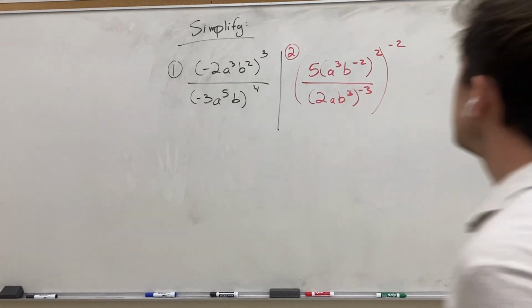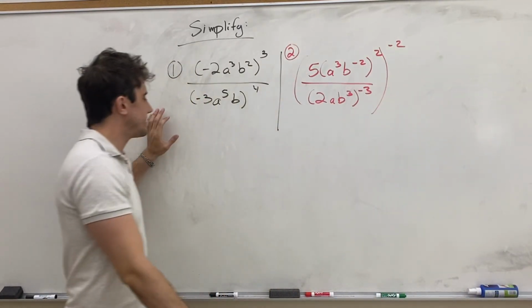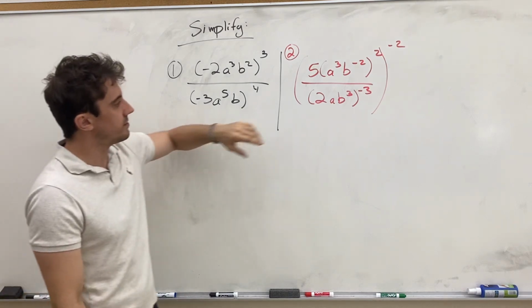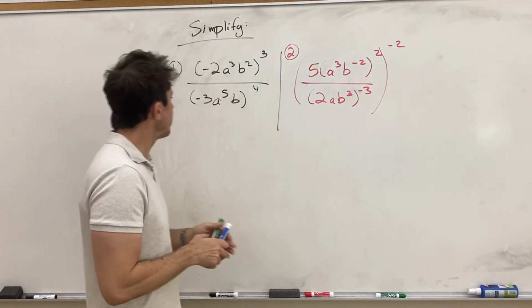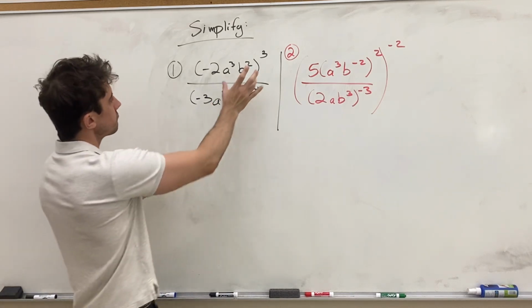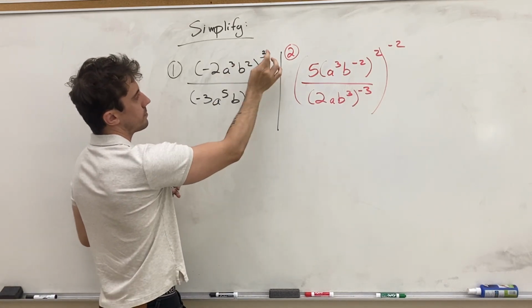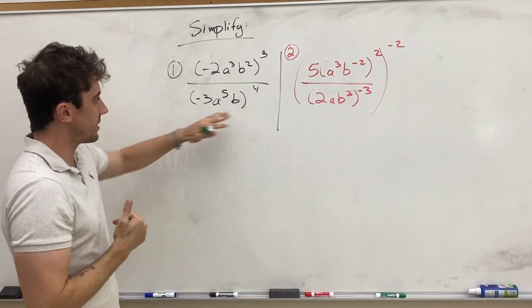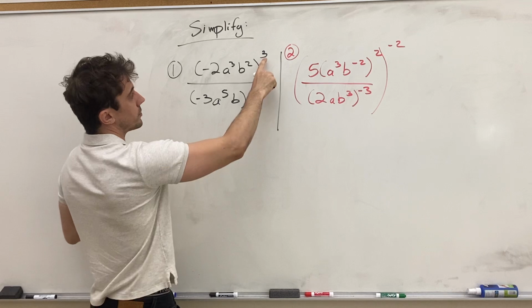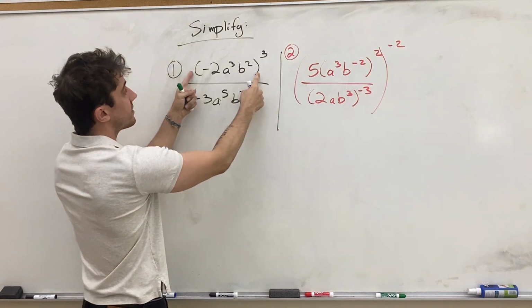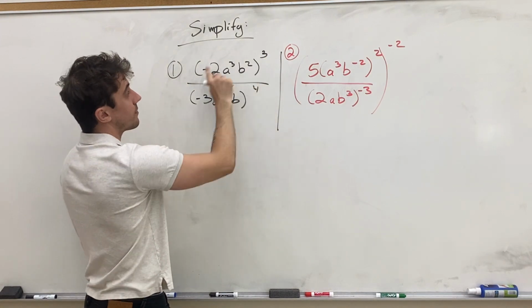Good afternoon, everyone. So we're going to simplify two decently weird looking expressions using our exponent laws, okay? For the first one, we have something on top raised to the power of 3 and something in the bottom raised to the power of 4. So let's address those individually.